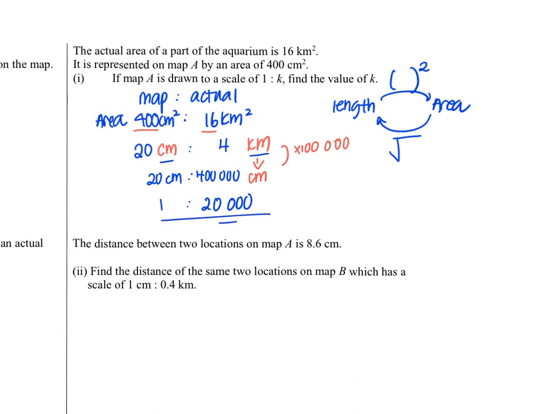So question is this. Oh, but the question highlighted here says find the value of k. They didn't want the ratio. So in this case, I have to state that k is equals to 20,000. So we must always answer to the question.